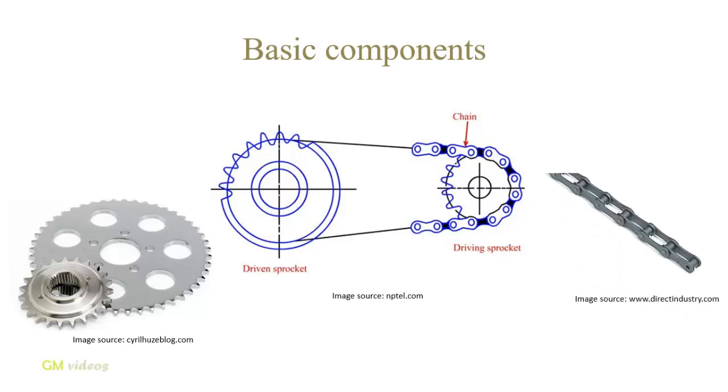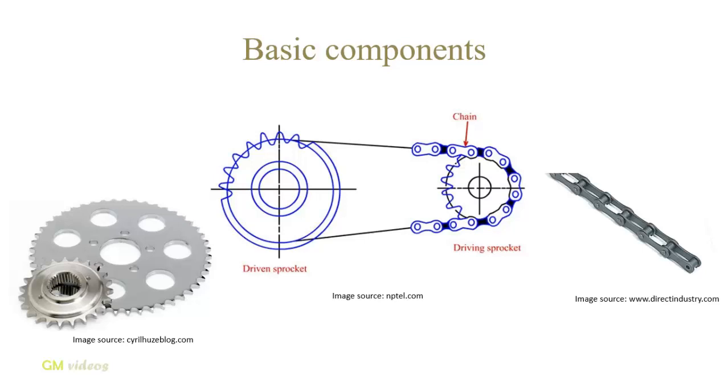Chains are a set of rigid links which are hinged together. It allows them to wrap around the driving and driven sprockets. They are mostly used to transmit motion and power from one shaft to another, when the distance between the centers of the shafts is short, such as in bicycles, motorcycles, agricultural machinery, road rollers, etc.